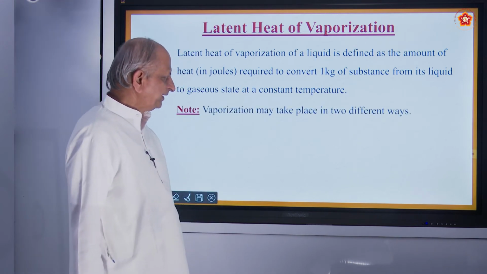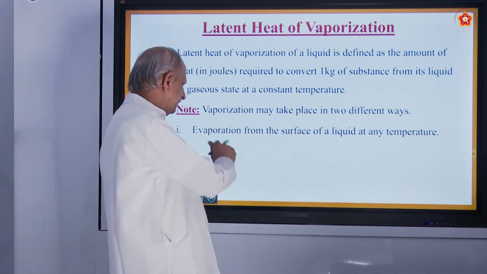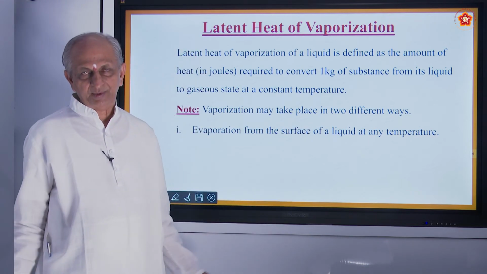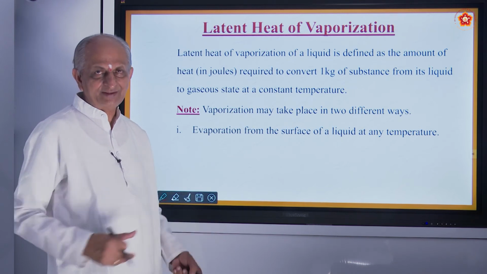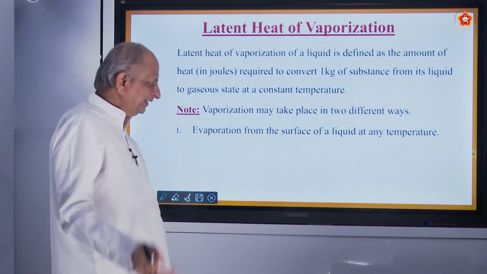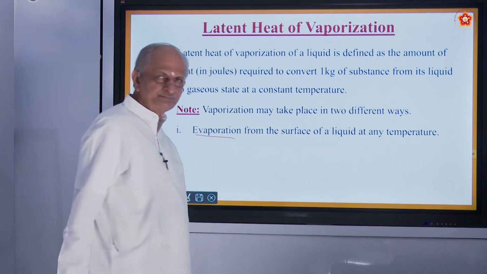And vaporization may take place in two different ways. One is evaporation from the surface of a liquid at any temperature. You might have seen big ponds or lakes. The water gets evaporated in summer, and the level of water goes on decreasing. That is what is called evaporation.